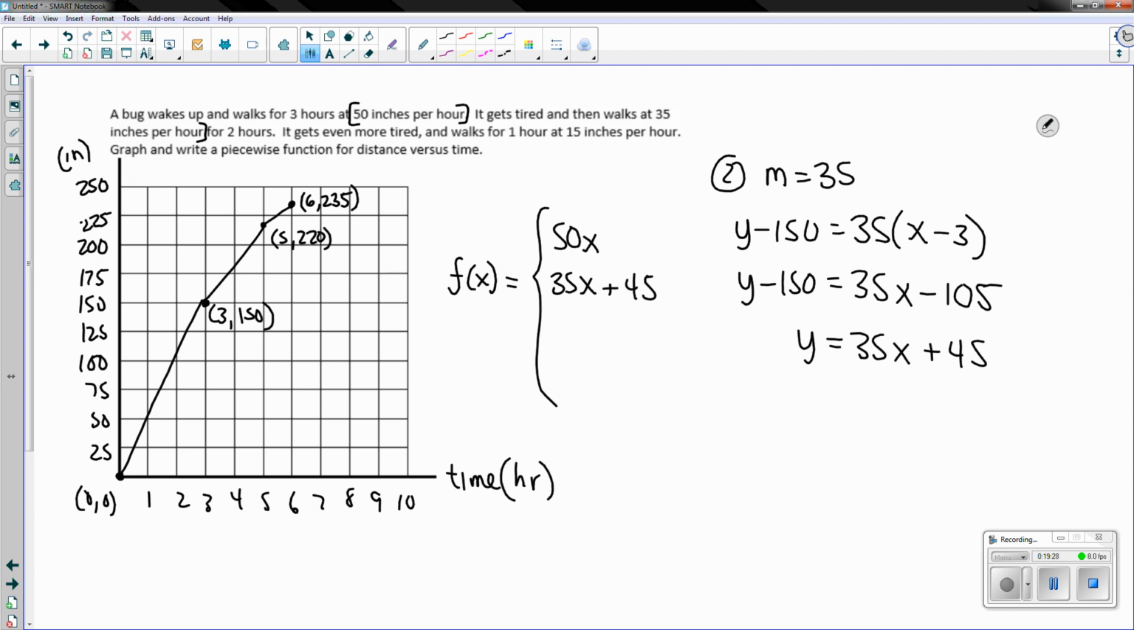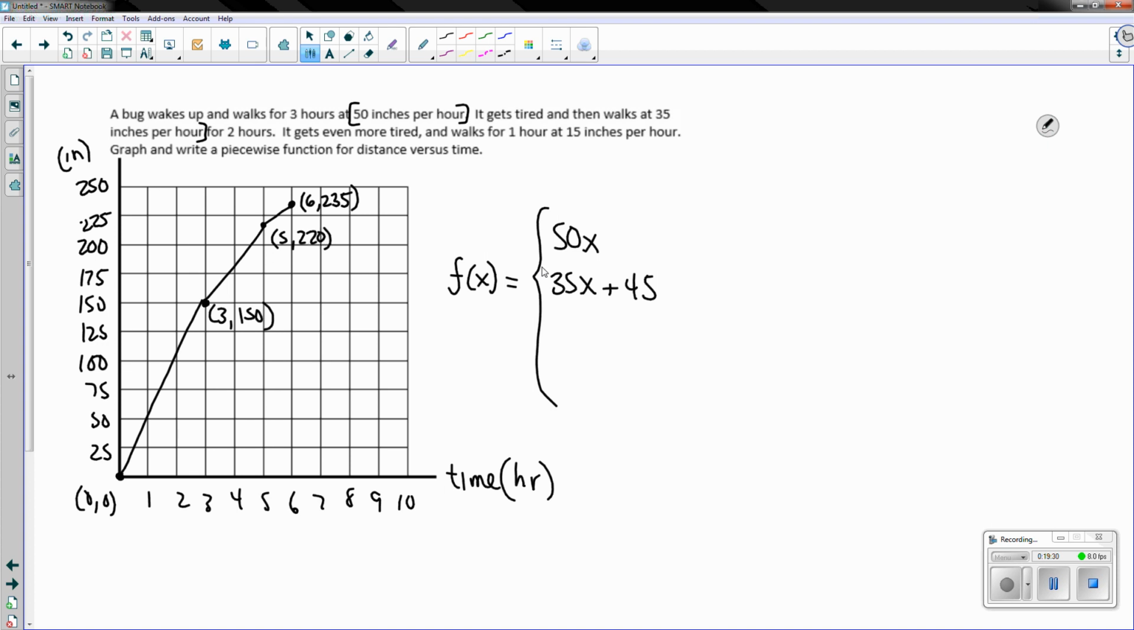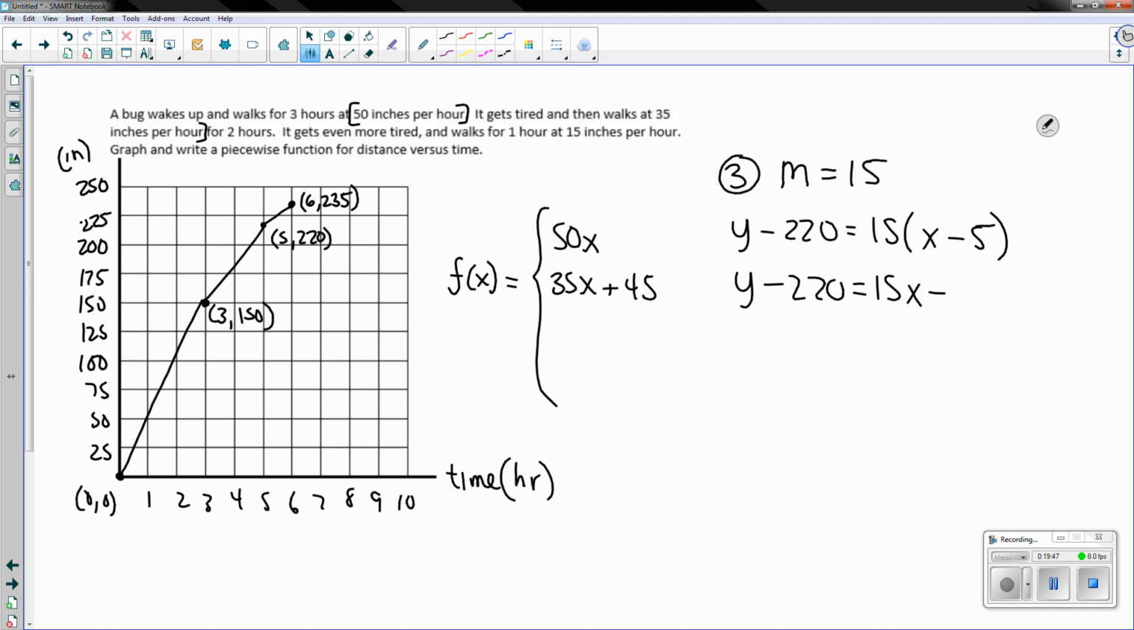And for the last piece, we have slope is 15. Point it passes through, I'll use 5, 220. So y minus 220 equals 15, x minus 5. So we're going to get y minus 220 equals 15x minus 75. And y equals 15x plus 145.